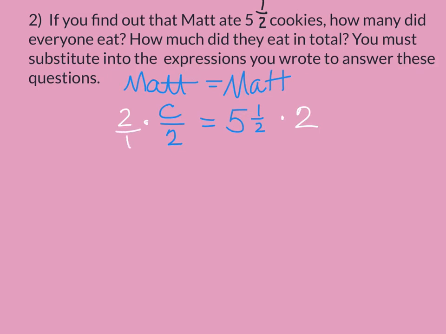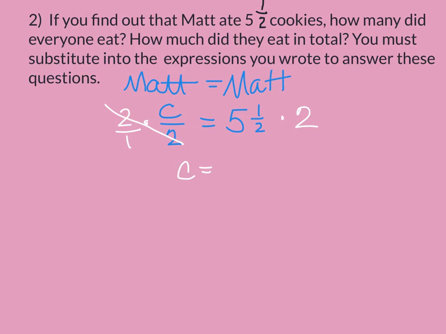So these are now 2 fractions being multiplied together. I put my 2 over 1. Those cancel. On this side, I'm left with C equals 5½ times 2. Now, we have 2 choices here. You can, in fact, change that 5½ into an improper fraction and then multiply it.